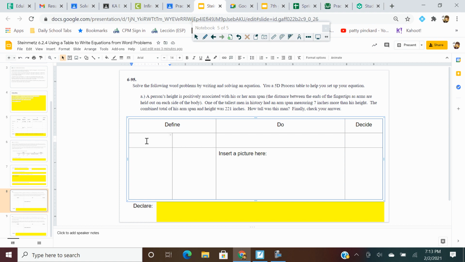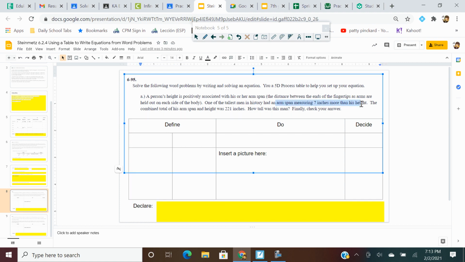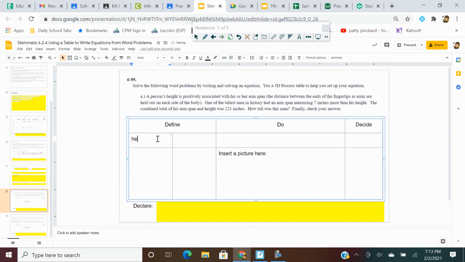All right, so the first piece of information that's important that it gives me is it tells me the arm span is 7 inches more than the height. So height and arm span are my 2 variables, and height has to come first because arm span relies on it. And then in the do, I do the height plus the arm span. And in the decide, I'm going to decide I want to get 221. So my height's going to be x. It says the arm span is 7 inches more, so it's x plus 7.